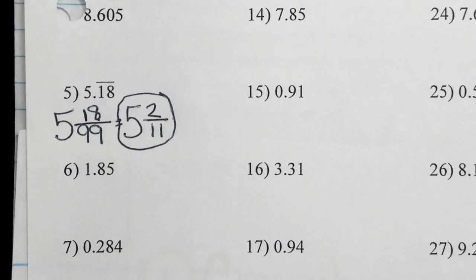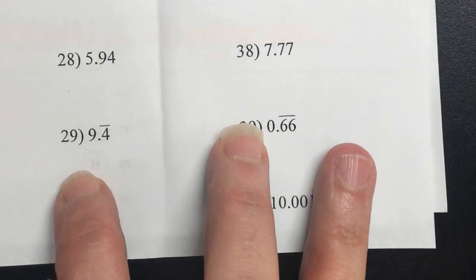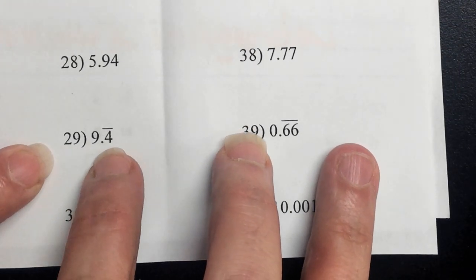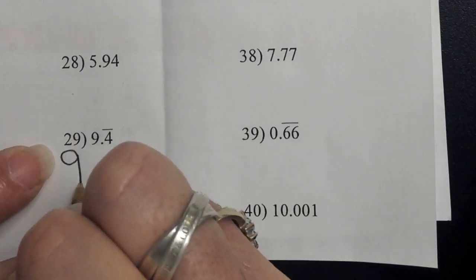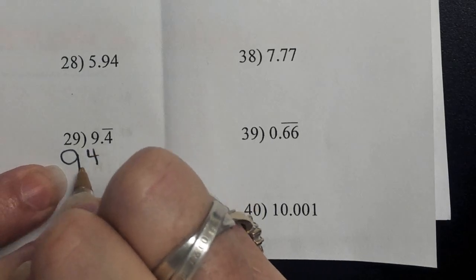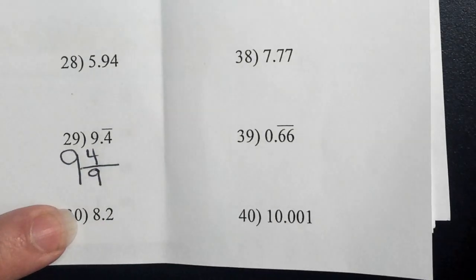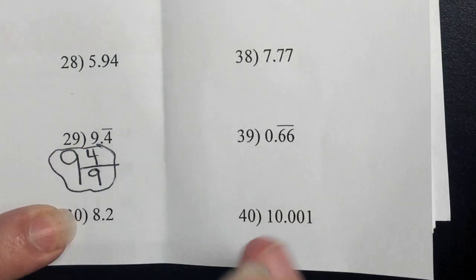Doing another repeater bar, I will go over number 29. I know it's kind of weird, but I just get in the repeater bars. 29 says 9 and 0.4 repeating. So 9 with a 4 on top and what on bottom? 9. Any repeater bars, put a 9 on the bottom.